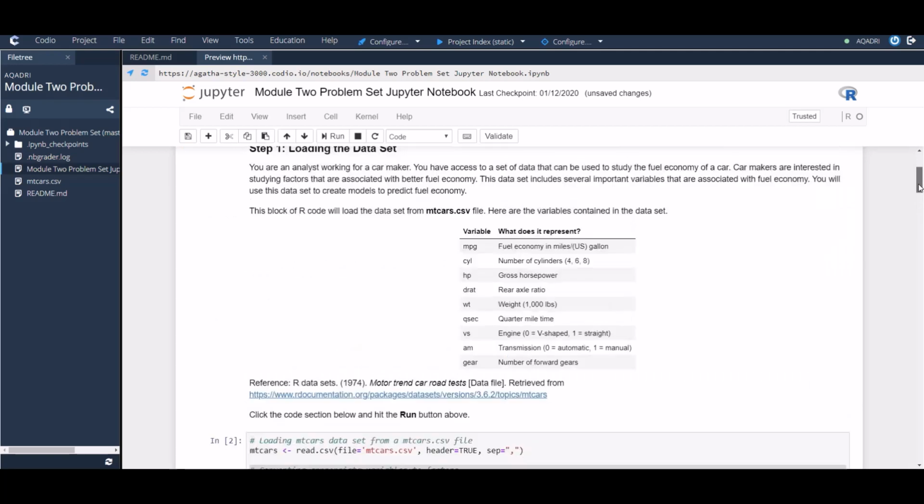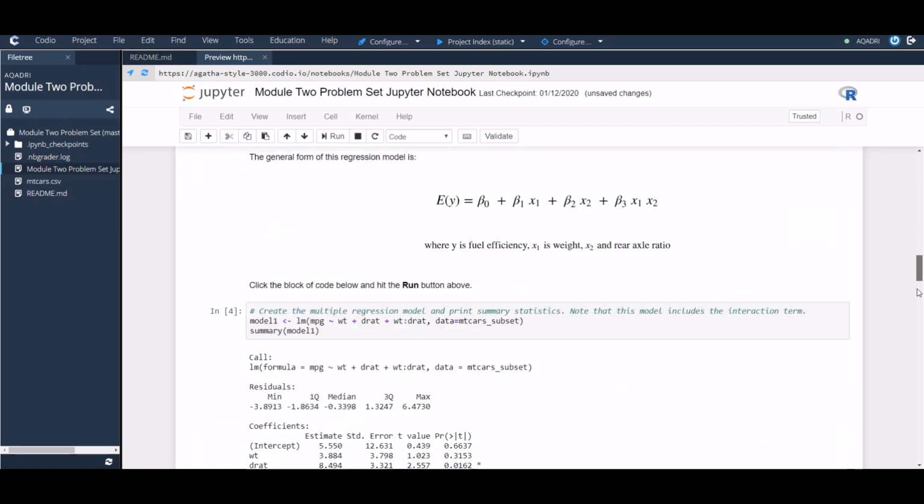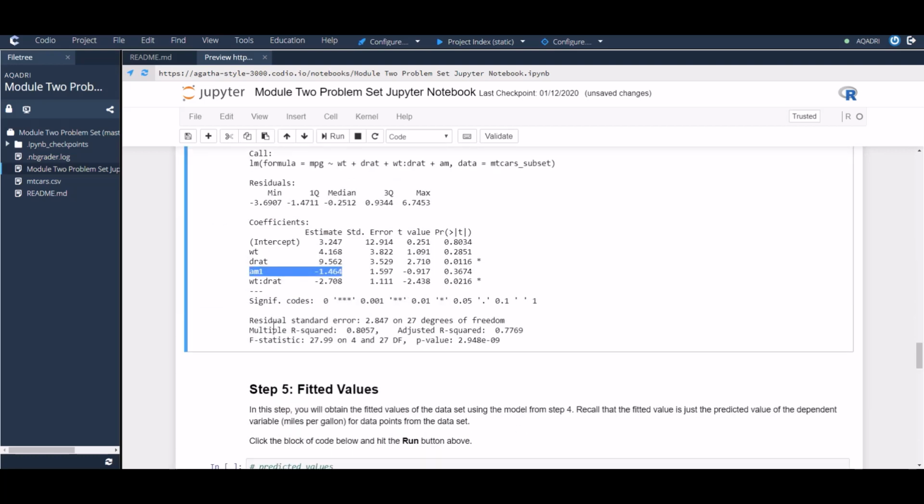And AM1, if you scroll up, AM here is given in this table. It's the transmission, and 1 means it is manual. Okay, so this dummy variable given here is using manual as AM equals 1 and not manual as AM equals 0. So that's what this is.